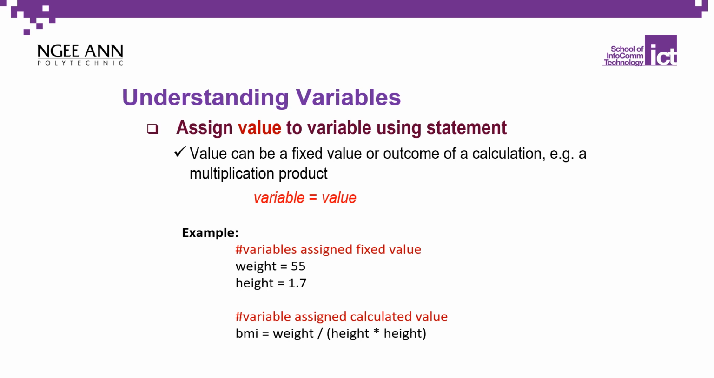Now, let's take a look at the last line of this program, which is BMI equals weight divided by height times height. This statement works from right to left in that the expression to the right of the assignment operator is first computed, and then the resulting value is assigned to the variable BMI. Cool, huh?